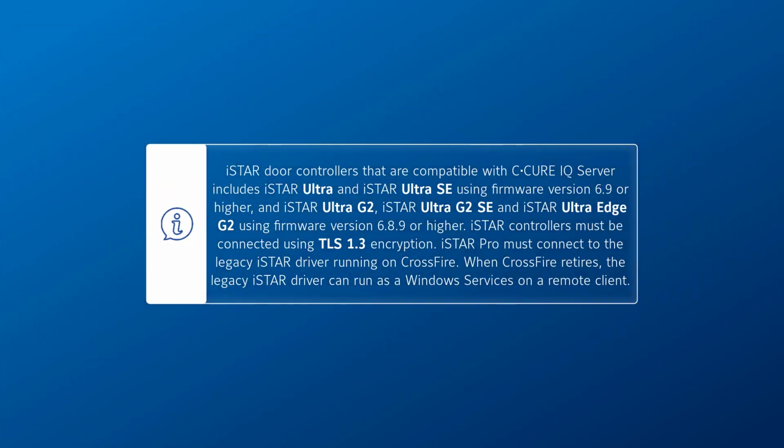Only iStars that connect using TLS 1.3 can connect, which includes the Ultra G2, Ultra, only if the firmware version is 6.9 or higher, and Edge 2. The Pro must connect to the legacy iStar driver running on Crossfire. When Crossfire retires, the legacy iStar driver can run as a Windows service as a remote client.